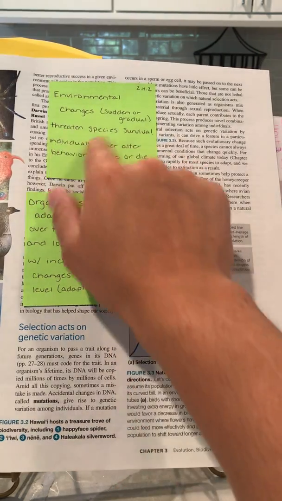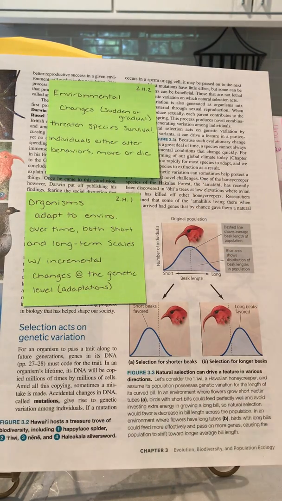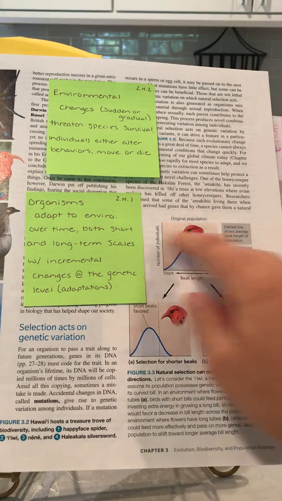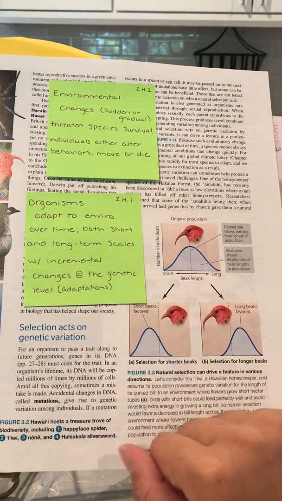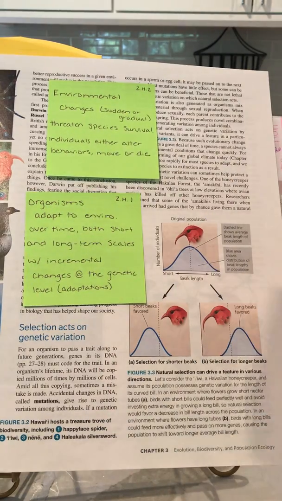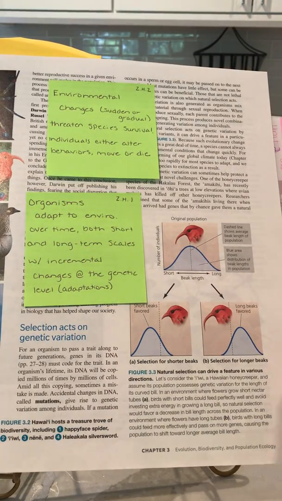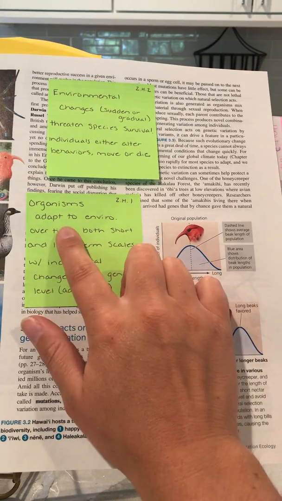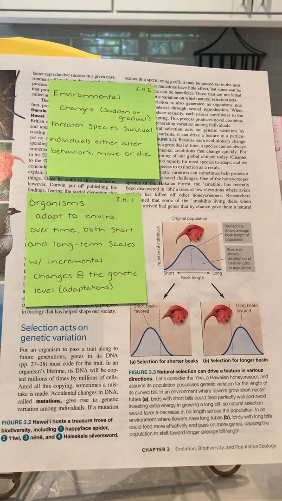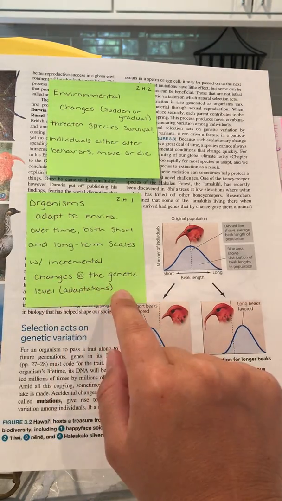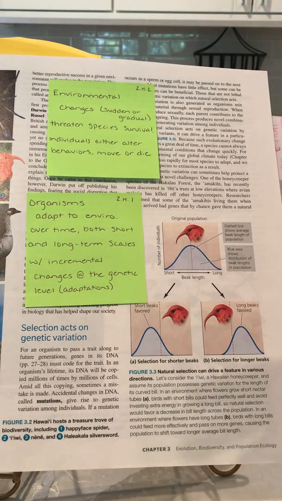So environmental changes, sudden or gradual, typically they're slower, they do threaten species survival. If something comes in and changes, you either are going to change your behavior, you're going to leave that environment, or you're going to die. If you have an adaptation that is favorable for that environment, then you will survive and we'll start to actually see changes in the genetic gene pool over time.